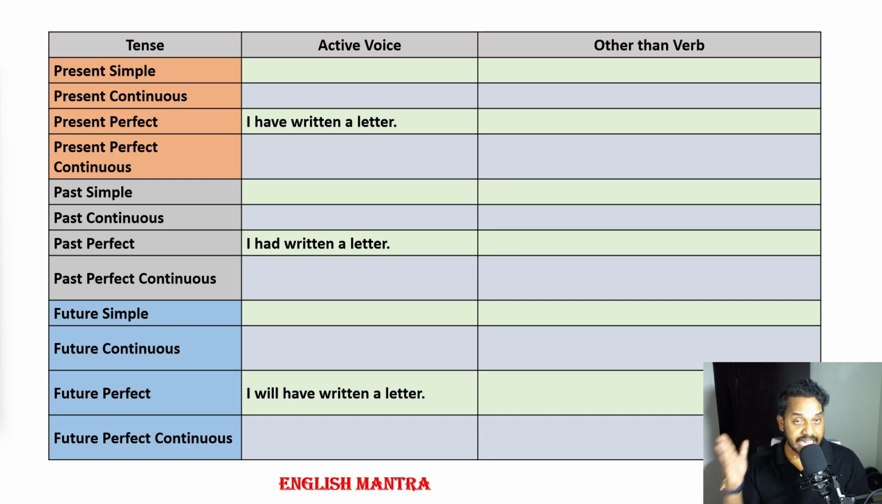Whenever we are using any adjective or any noun, like he is a teacher, at that time we must use be forms. So now we are left with 3 tenses. What are those? Present perfect, past perfect, future perfect. So we can speak only 3 tenses without using be forms. So be forms are very important.